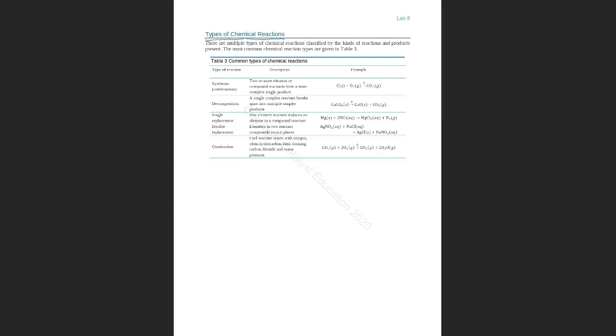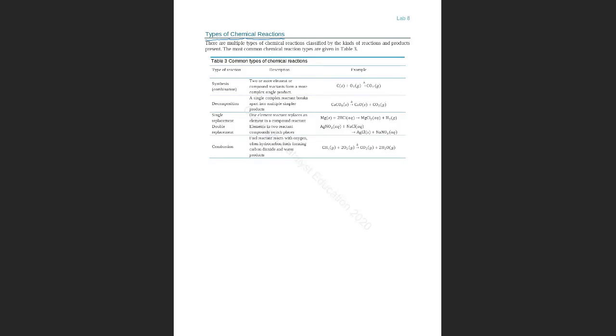The last part is about what type of chemical reaction. You need to learn that there are different types of chemical reactions, and you will need to identify all these 5 different types of chemical reaction. It's not difficult. Let's go over each one.